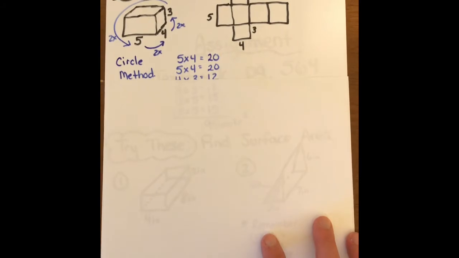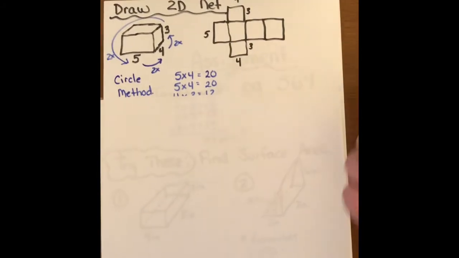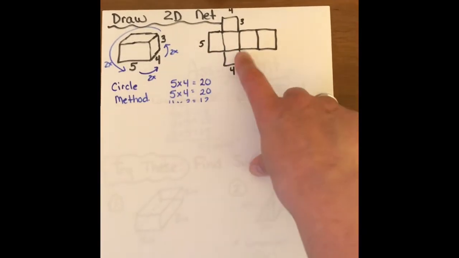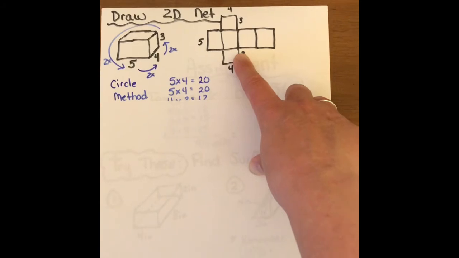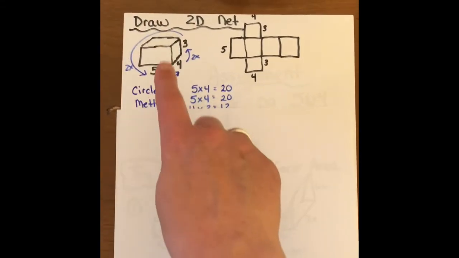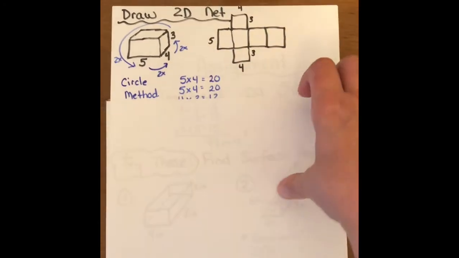Another direction that you're going to see is they're going to ask you to draw a 2-dimensional net and then figure out the surface area. So they're going to give you this figure, and they want you to draw out the net and then find out your surface area. You can use it if it's a rectangular prism and it looks like this, no triangles on it, you can use the circle method.